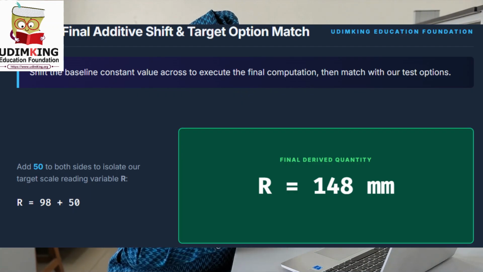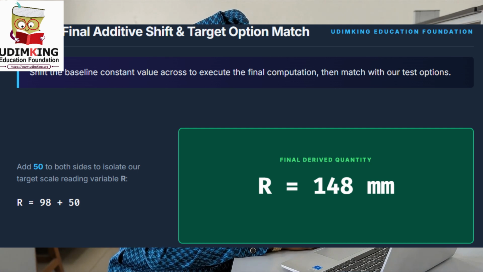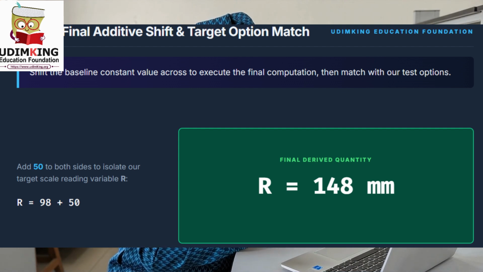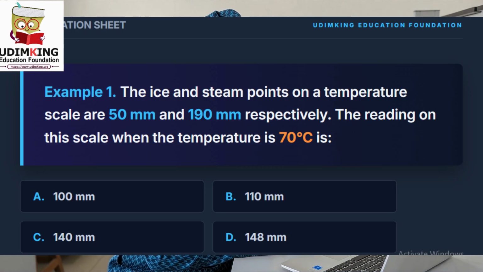Step 5. We execute our final additive shift to lock down our target value. To isolate our unknown scale reading variable, R, completely, we shift the negative 50 baseline value across the equal sign, changing its sign to a positive. This leaves us with R equals 98 plus 50. Summing these values together yields our final calculated true reading of exactly 148 millimeters. Looking back at our examination sheet, this aligns flawlessly with option D. You have systematically used the linear interpolation blueprint to dominate this problem with total absolute accuracy. See you in the next question.